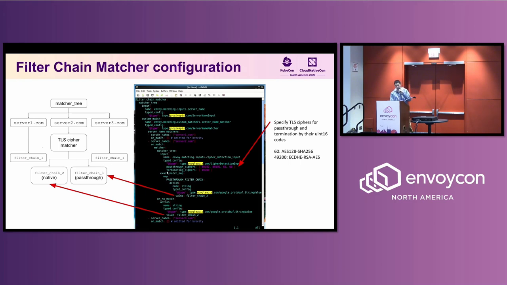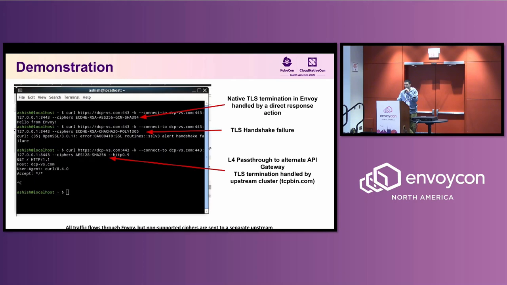Another thing you'll notice is that the TLS ciphers here are provided using their UINT16 values. This is necessary because BoringSSL doesn't actually know what the names of these TLS ciphers are. I could specify them by name, AES128, ECDHE, whatever, but AES128 doesn't actually exist in BoringSSL. We can't use it, so we just specify them by their UINT16 values.